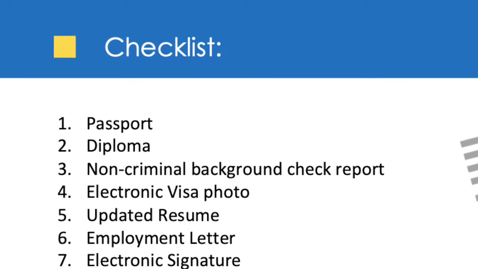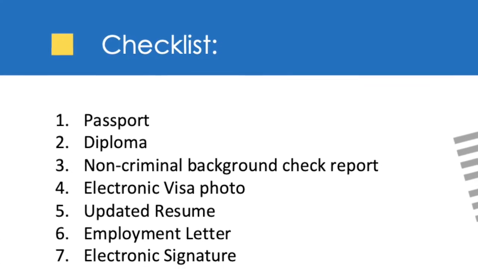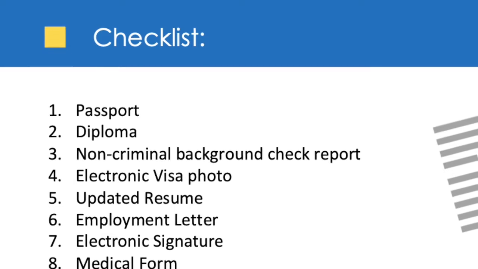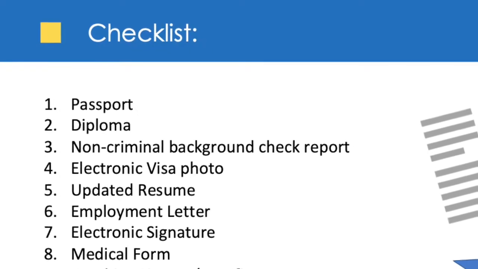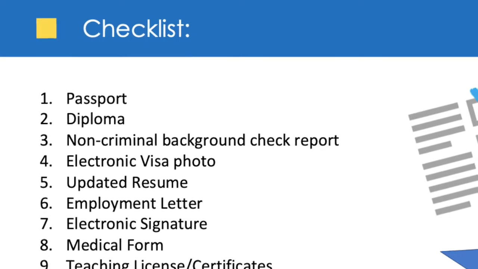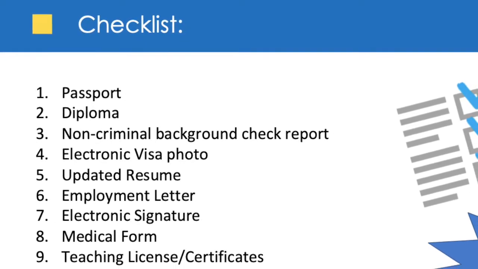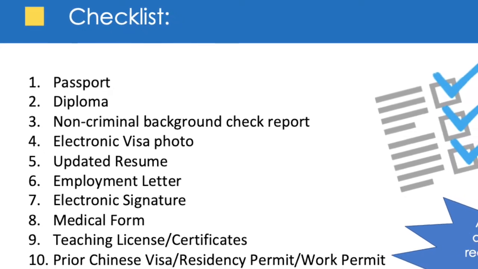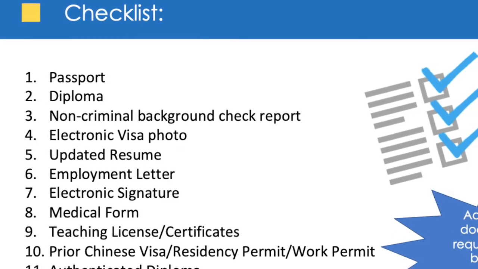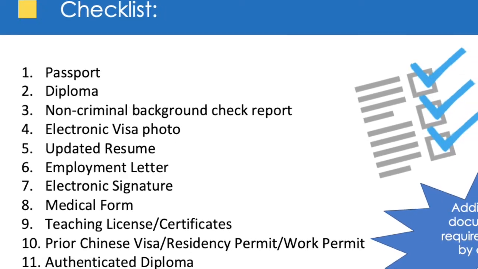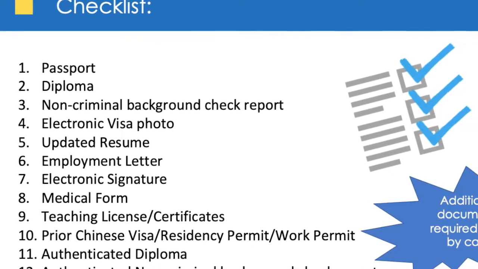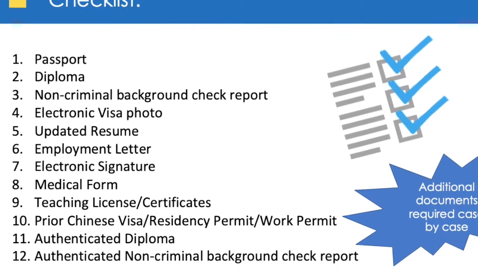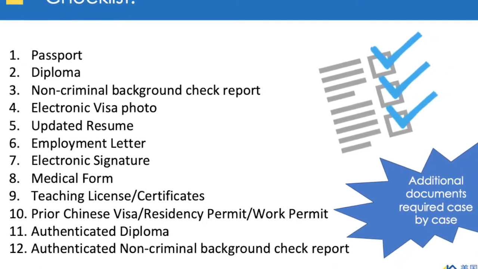As we mentioned before, the first phase of the visa process is to collect documents for work permit application. So you will need to submit your passport, diploma, non-criminal background check report, electronic visa photo, updated resume, employment letter, electronic signature, medical form, teaching license or any kind of teaching certificates, and prior Chinese visa if you have traveled to China before. Also, we will need your authenticated diploma as well as the authenticated non-criminal background check report. So together, there will be 12 documents to be collected.